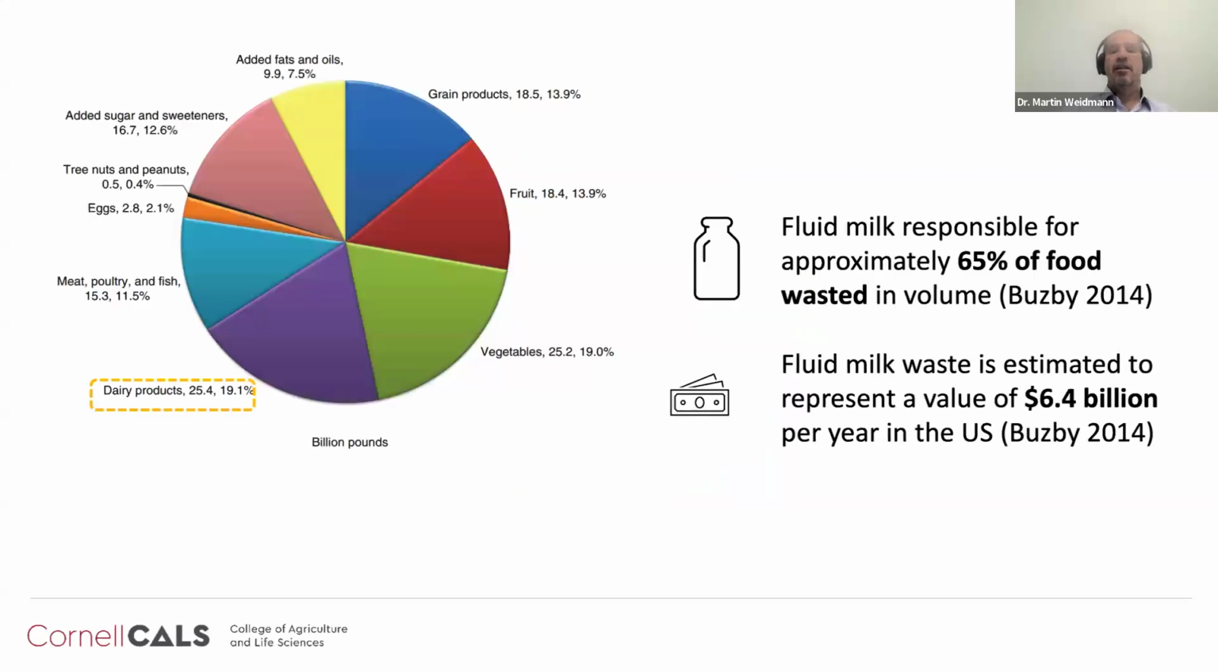If we look now specifically at dairy products, there's obviously a number of different dairy products, think cheese, yogurt, but fluid milk is the one that is responsible for a large proportion of the food waste in that dairy category. About 65% of food waste in volume falls into that category, which is one of the reasons why we focused on fluid milk, but we have done other research in other dairy products, specifically yogurt, but also cheese. And the value of that fluid milk waste is about $6 billion.